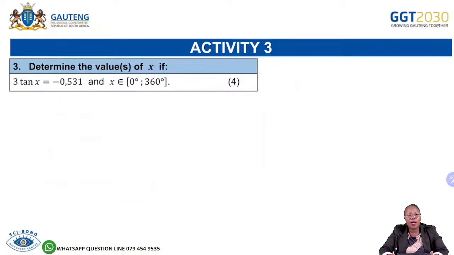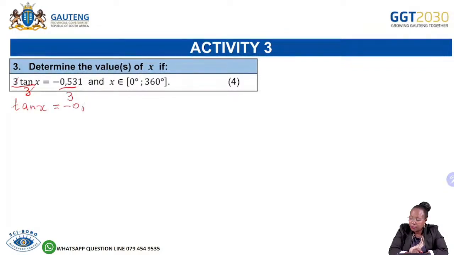Right, with this one, we are a little bit challenged because now our ratio is having a coefficient. We have a number which is 3 there. So we need to remove that 3 first so that you can have your ratio equal to something before you go to your reference angle. So we are going to divide both sides by 3. Then we'll be left with tan x equal to minus 0,177, and then we are solving this between 0 and 360, right?